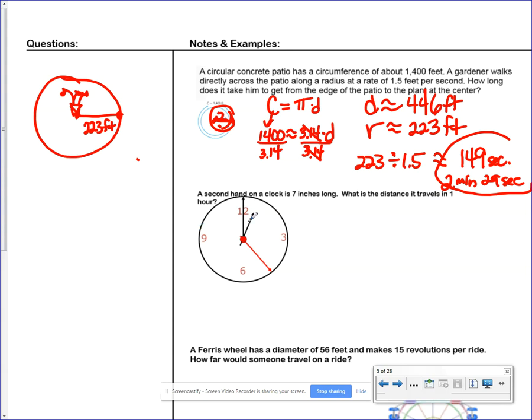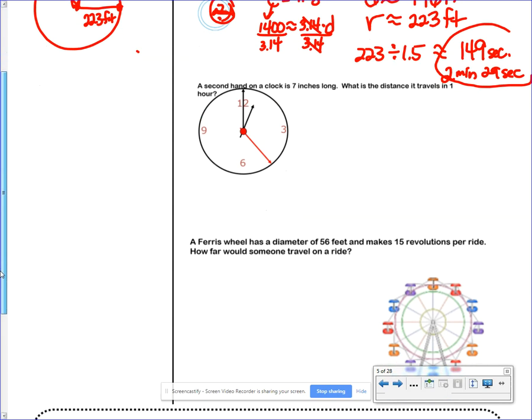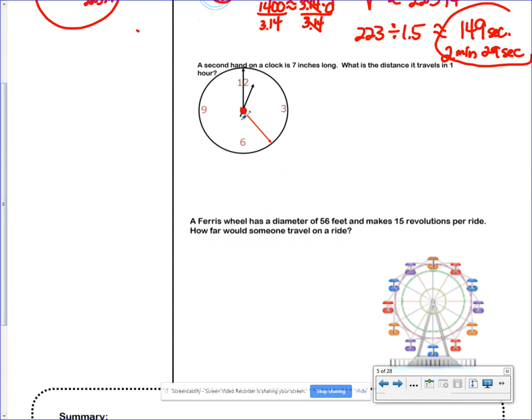Cool. All right, let's look at the next one. We got a couple left here. The second hand on the clock. Now mine is red here, so you can see this. And it says that it is 7 inches long. Label this 7. That means the radius is 7. If you have radius, you can tell me diameter right away. That's 14.